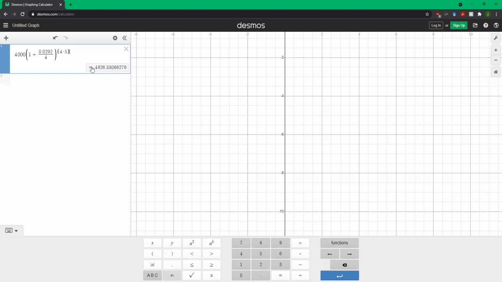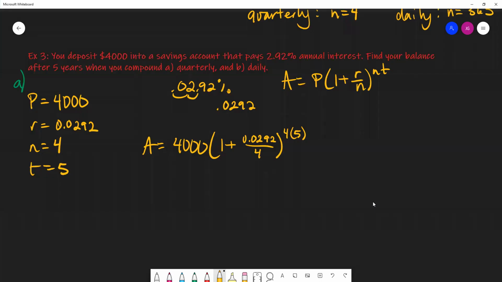Okay, so that's how much we have after 5 years, $4,626.33. Not a terrible amount, okay? Especially because what's happening here is you're just putting $4,000 in your savings account and you're leaving it there. You're not depositing any more money, okay? So that's actually not bad for you just leaving your money there. $4,626.33, approximately, because that is not the exact value we got. We got a bunch of other decimals with it, right?